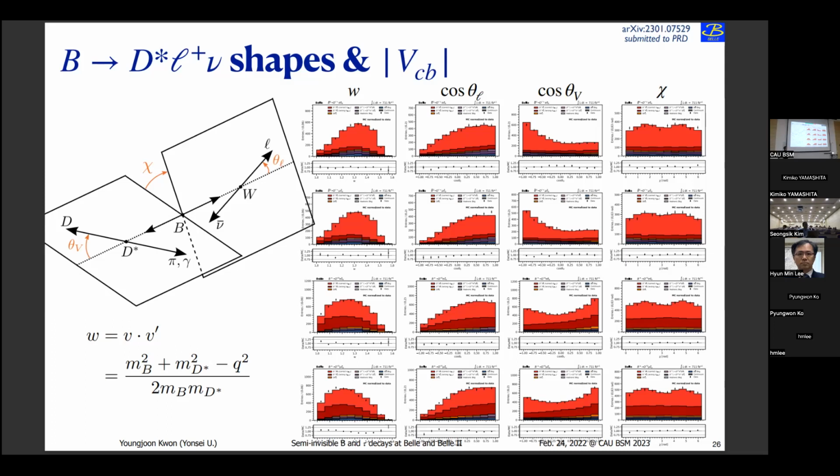And this is the data versus Monte Carlo distribution. The points are data, and the solid histograms are Monte Carlo. And the light blue and light red colors are the signals. So basically, more than 50% of the data samples are signals. So we don't really worry much about the background here. This is very clean. D star plus, D star zero, electron, muon. So there are four combinations, okay? So all the four must be consistent with each other.